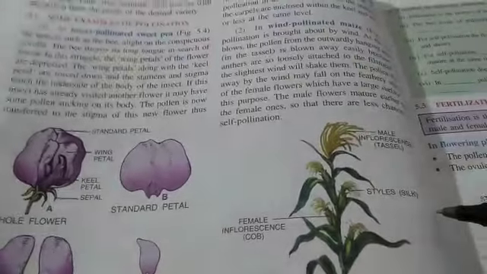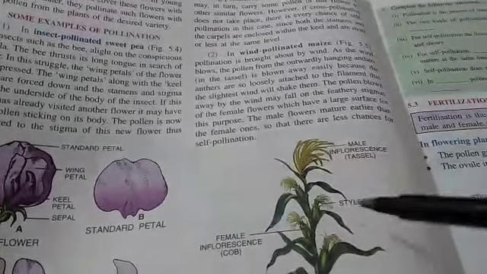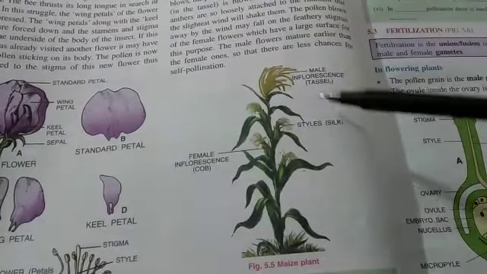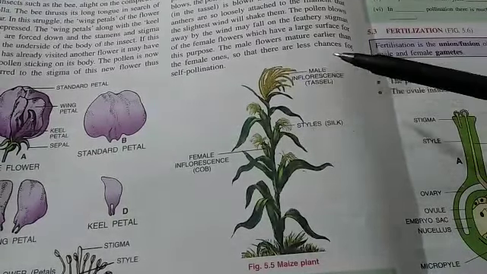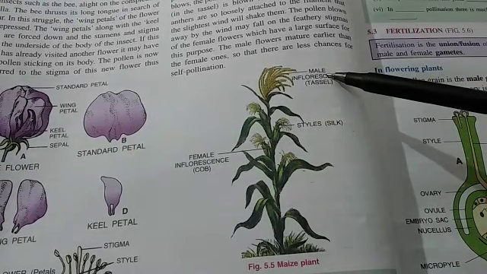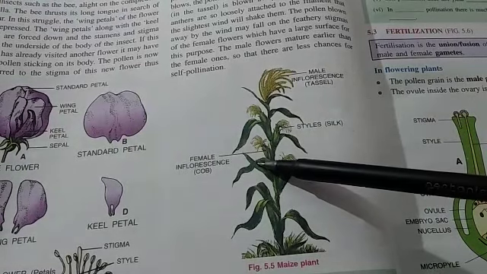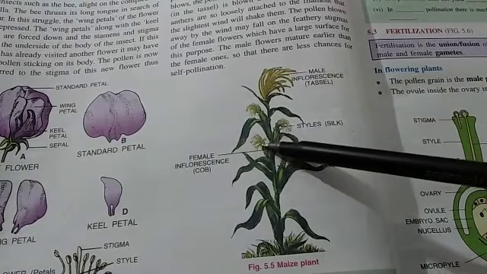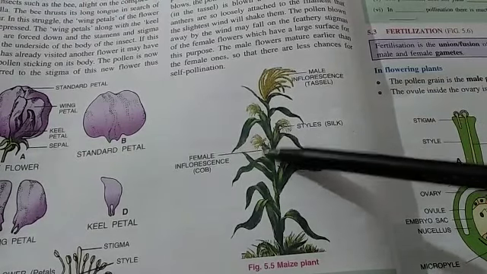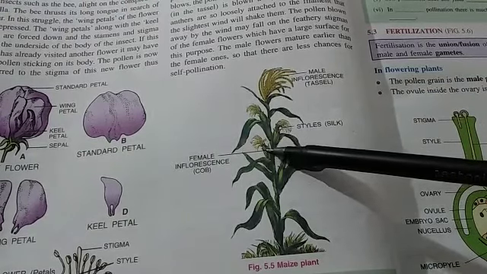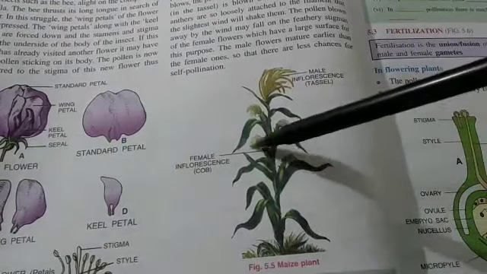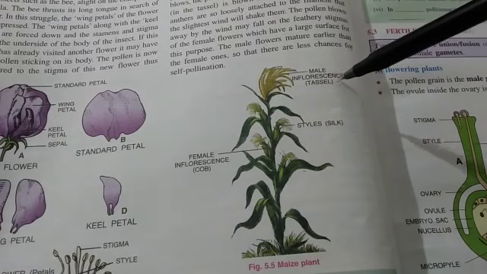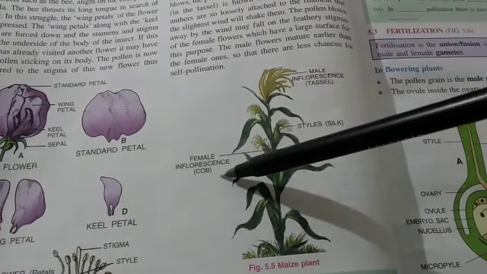Okay, the next one is a wind pollinated flower. The example here is the maize plant. Two types of flowers are there: the male inflorescence and the female inflorescence. From the female inflorescence, you can see the feathery stigma coming out. The male inflorescence is the tassel, and the female inflorescence is known as the cob.